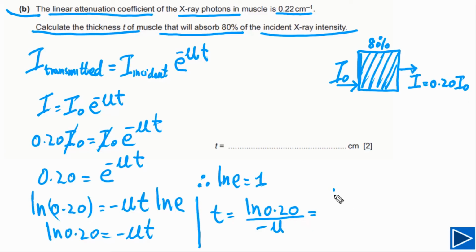So we can plug in values. You can use a calculator to get the value of ln 0.20 divided by negative mu. Mu is 0.22. So if we solve this, our final answer has to be 7.3 centimeters. And this is our final answer.